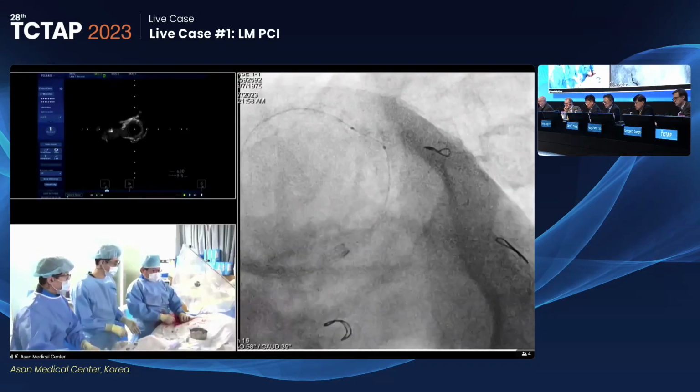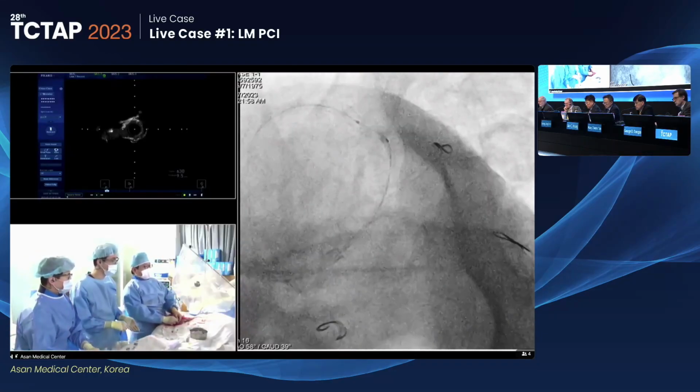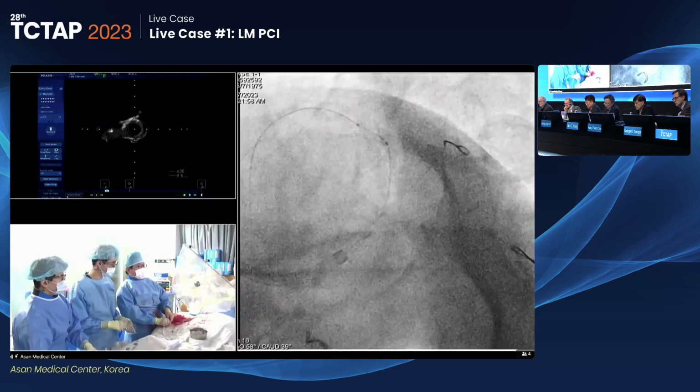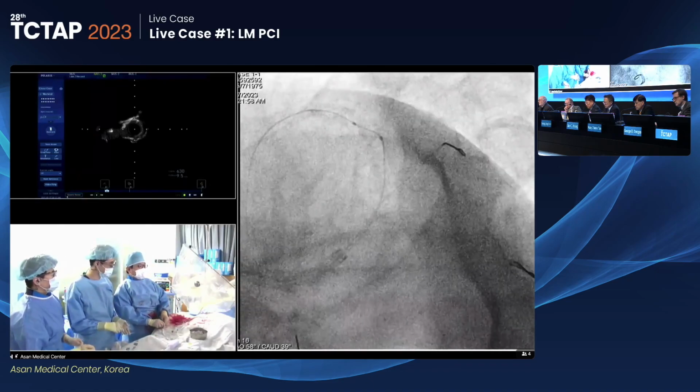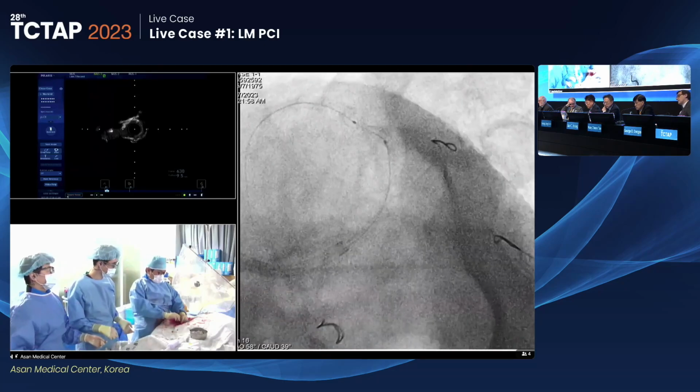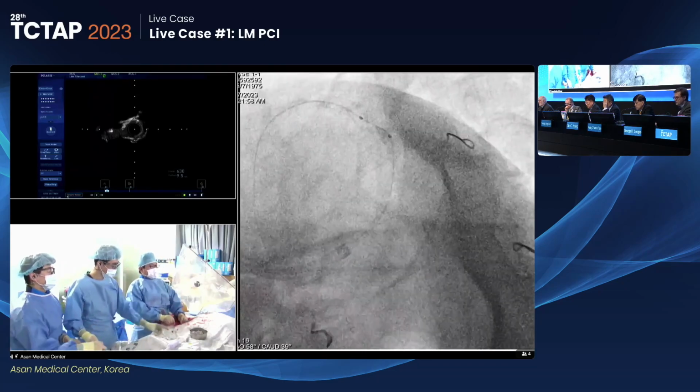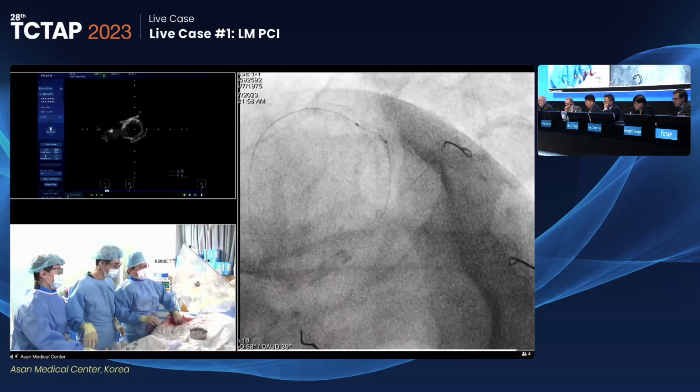Yeah, I fully agree with you. But one additional thing we have to consider is the angle of the circumflex. The angle of the circumflex is actually a reverse angle, so it's not easy to pass the device into the circumflex.